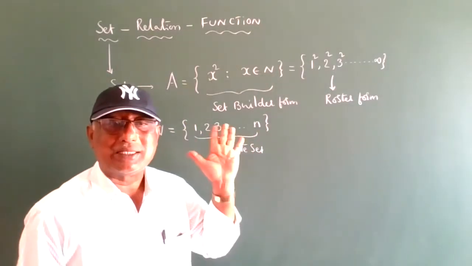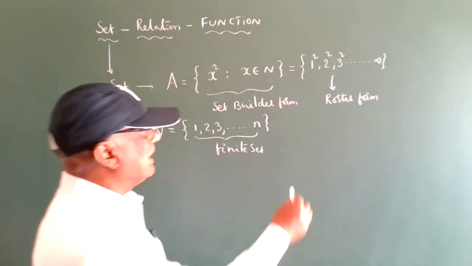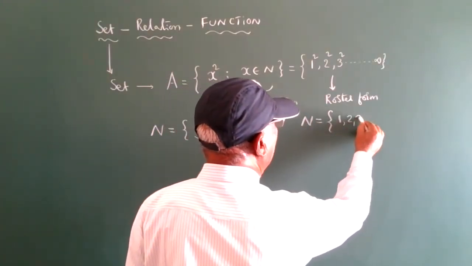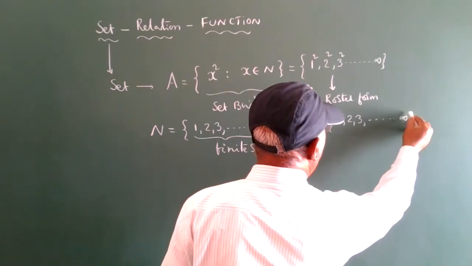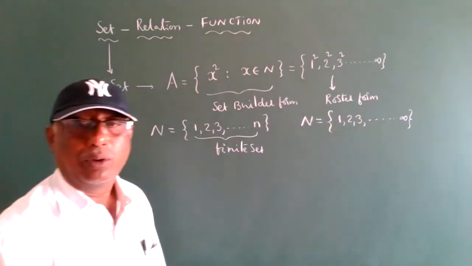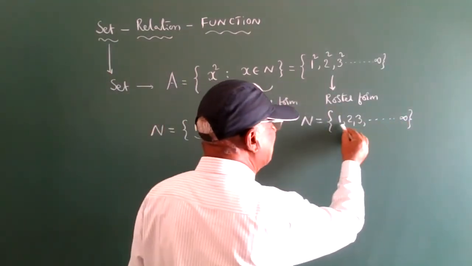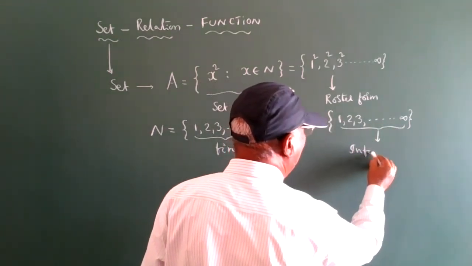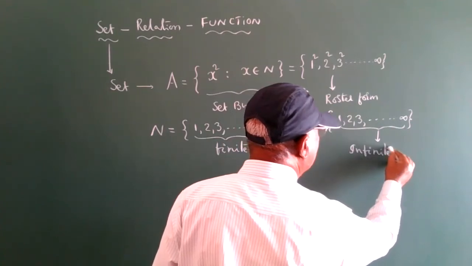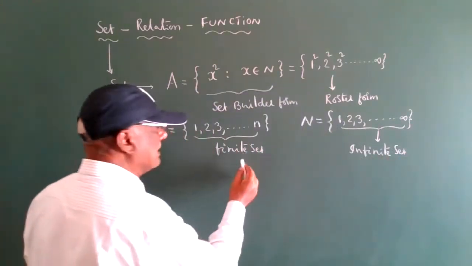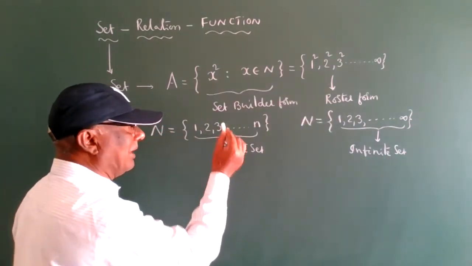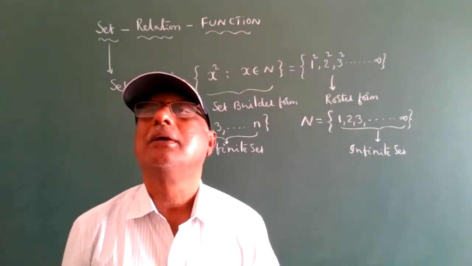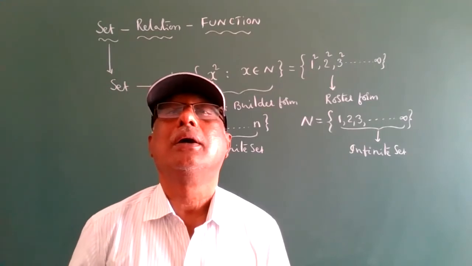If there is no last number, that is called an infinite set. So n is equal to 1, 2, 3, up to infinity. No last number. Therefore, this is called an infinite set. This is the finite set, and that is the infinite set. Is it clear, everyone?